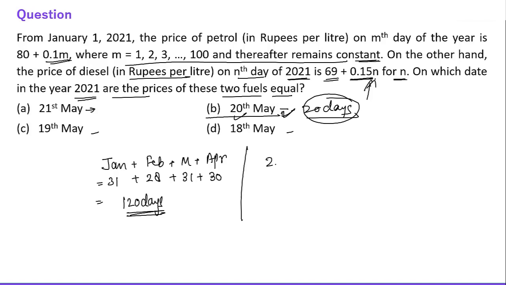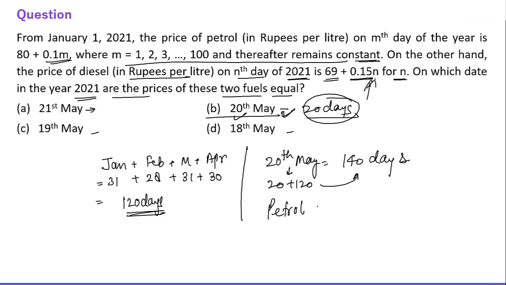So 20th May means 140 days actually, right? Because this is 20 plus 120. So this is 140 days. Fine. So price of petrol is 80 plus 0.1 into 100. So this is 90 rupees, right? Because for price of petrol, M can't go beyond 100.